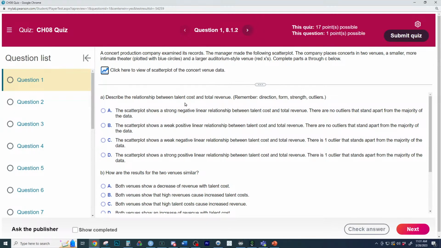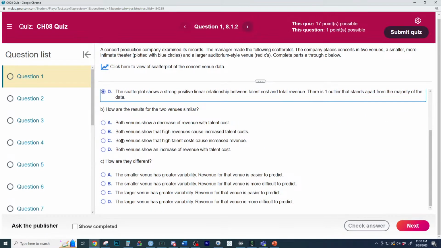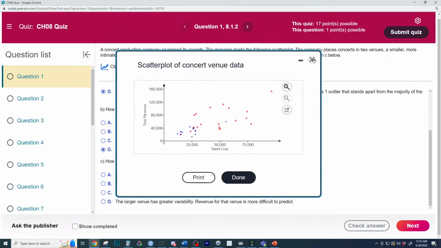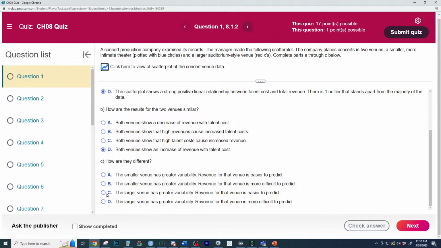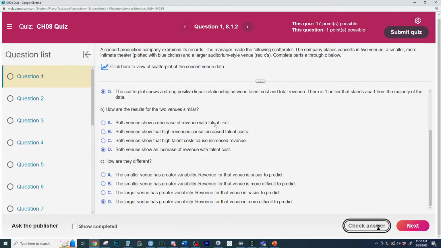Describe the relationship between talent cost and total revenue. The scatter plot shows a strong negative. No, it's got to be positive. There's one outlier that stands out apart from the majority of the data. Yeah, that one over there. I think that's what they're talking about. So not this one, actually. Oh, no. There we go. Are they different? Which one's larger or smaller? Red. Larger. The larger has more variability. Good.